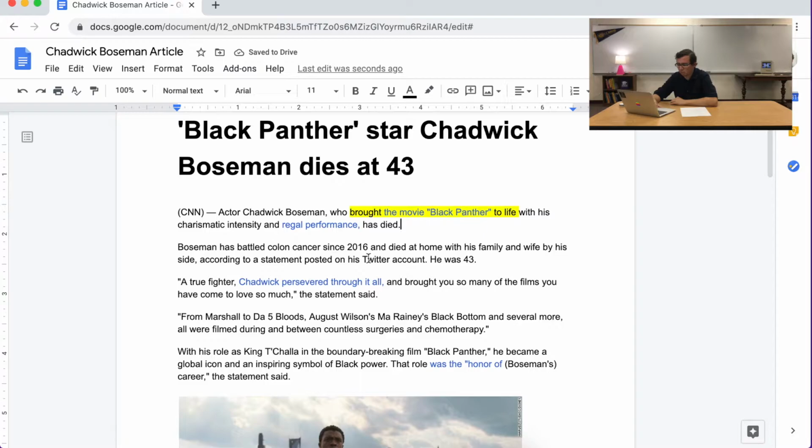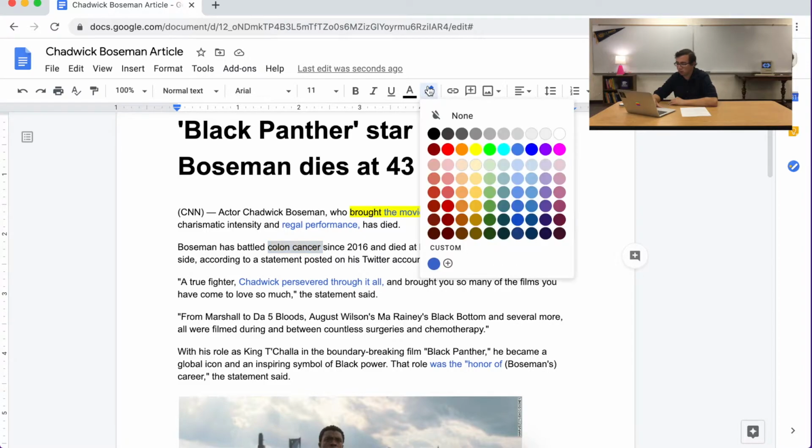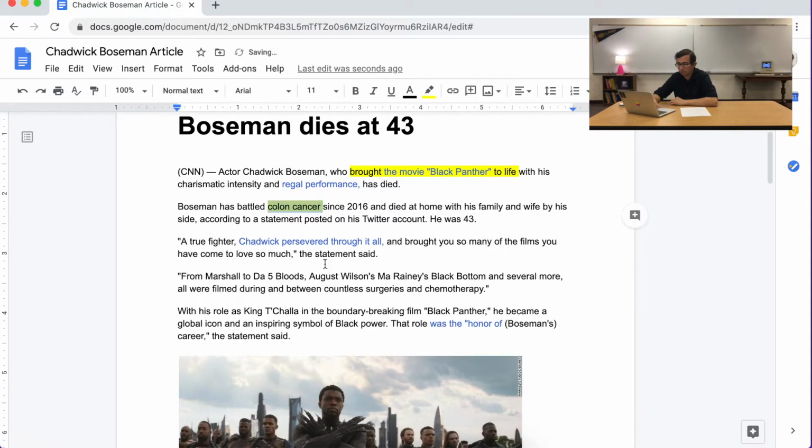Boseman has battled colon cancer since 2016 and died at home with his family and wife by his side, according to a statement posted on his Twitter account. He was 43. Colon cancer, he sadly became known for that, so let's highlight that. A true fighter.